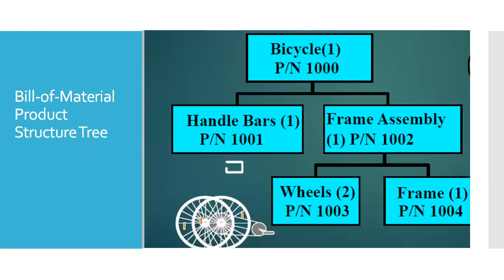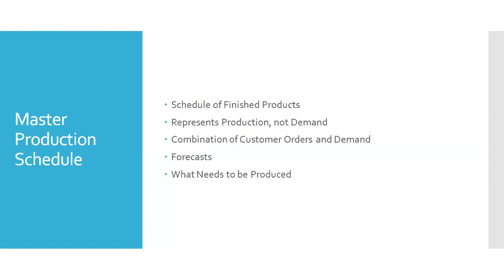I told you the bill of material looks like this. For example, for a bicycle, if you have the part 1000, then handlebars will be 1001, frame assembly 1002, wheels 1003, and frame 1004. So what is there in the master production schedule?